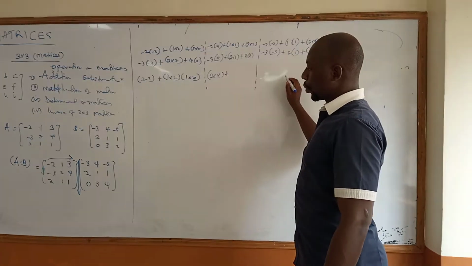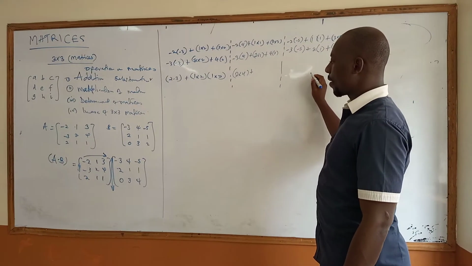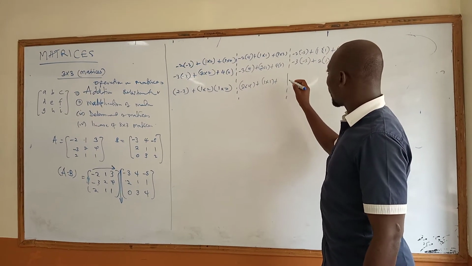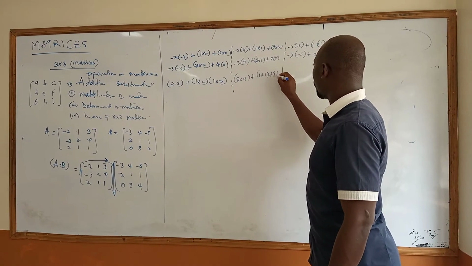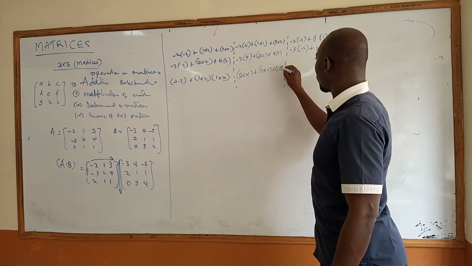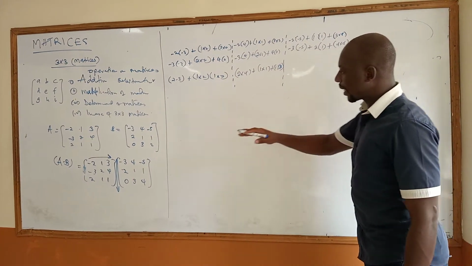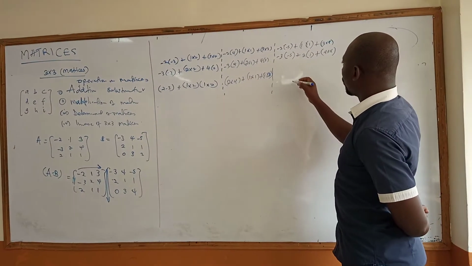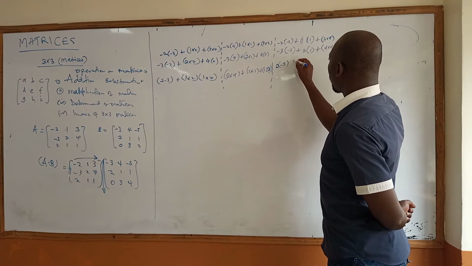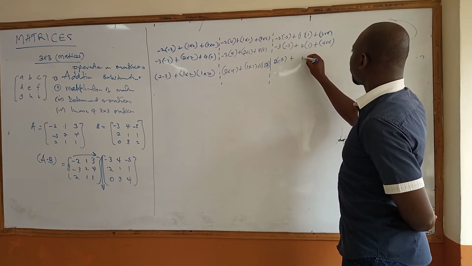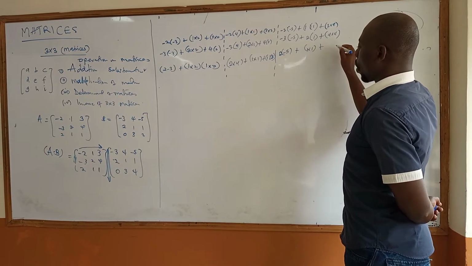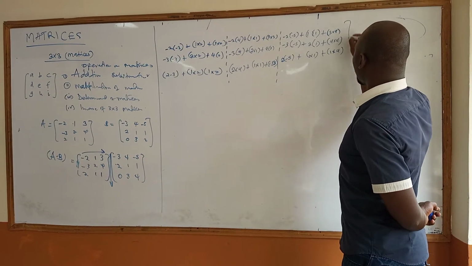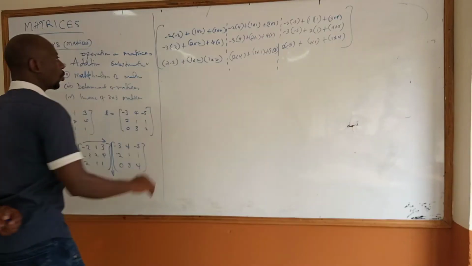plus 1 by 1 plus 1 by 3, in that format. Then you go to the last row by the last column. That one will be 2 by negative 5 plus 1 by 1 plus 1 by 4. So this one shall be the product of the two matrices.